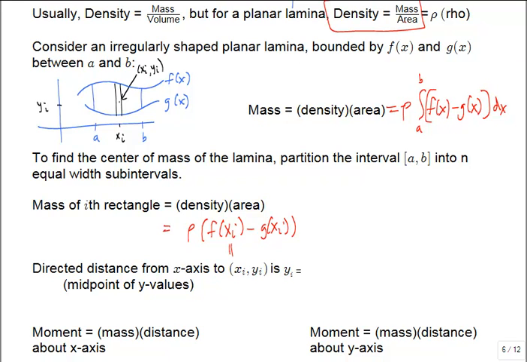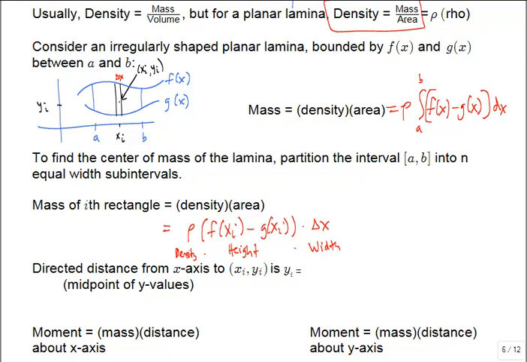So this is like our height, and we're going to multiply that by our width, which we're just going to call delta x. When we do our partition, each of these little rectangles is going to have a nice equally spaced subinterval, so delta x will be that width. So we've got our density times our height times our width, which is our area. So the mass of this little stripe is going to be given by this formula.